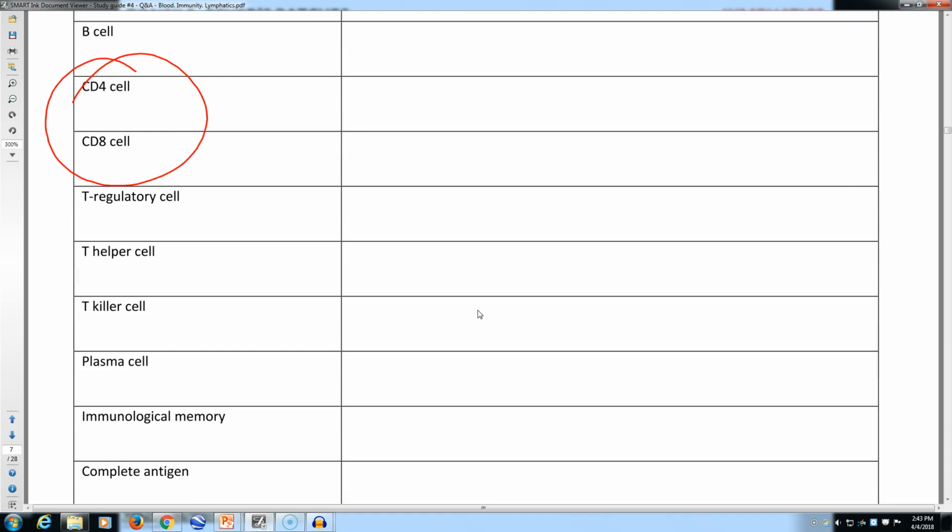So plasma cell produces antibodies derived from B cell. Okay, T killer cell, cytotoxic lymphocyte kills infected cells derived from CD8 T cells. Does that make sense? You do things like that. Good?